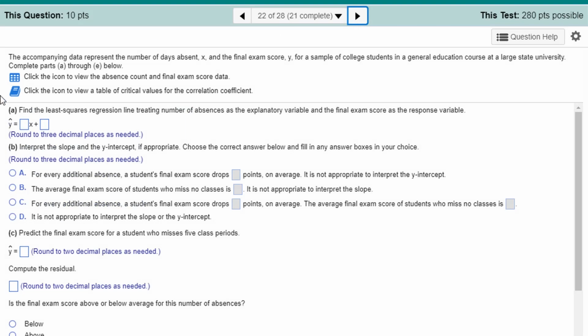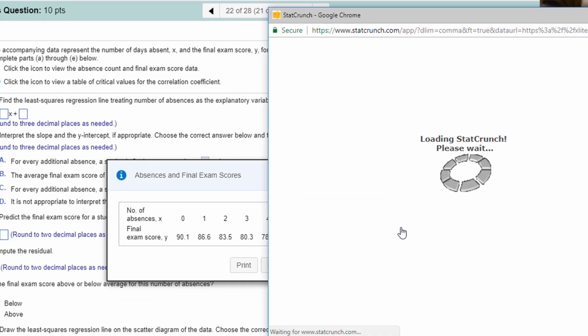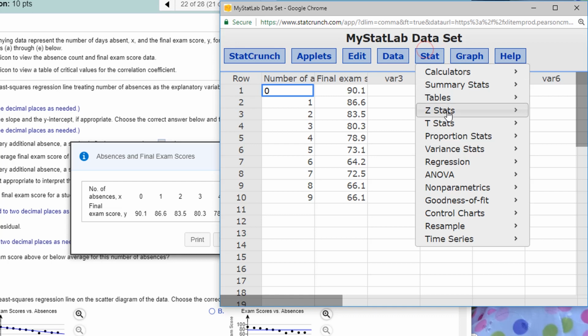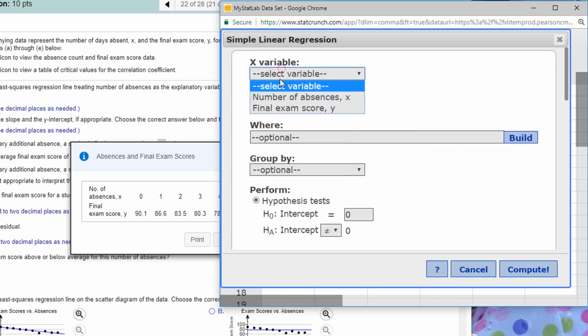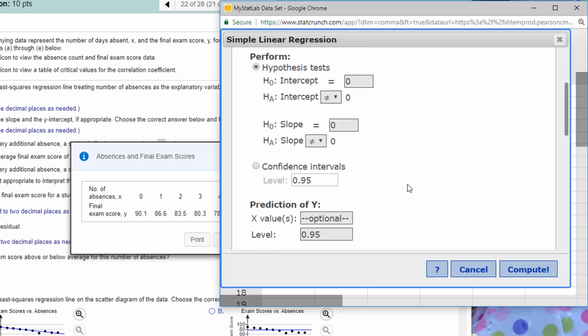Okay, we got some data, and we want to find a least squares regression line. So let's do that. Let's open our data, and let's open it in StatCrunch. I've got the number of absences and the final exam score. Let's go to Stat, Regression, Simple Linear Regression, and let's pick our X variable and our Y variable. We're going to just compute.